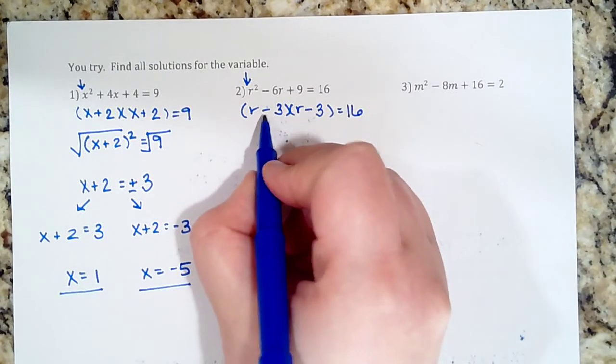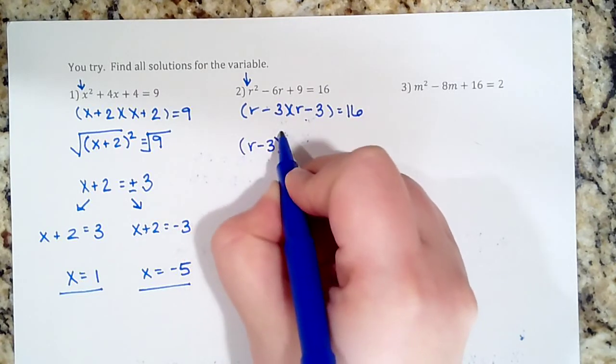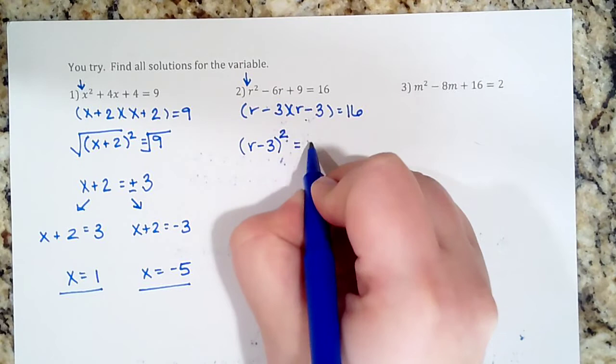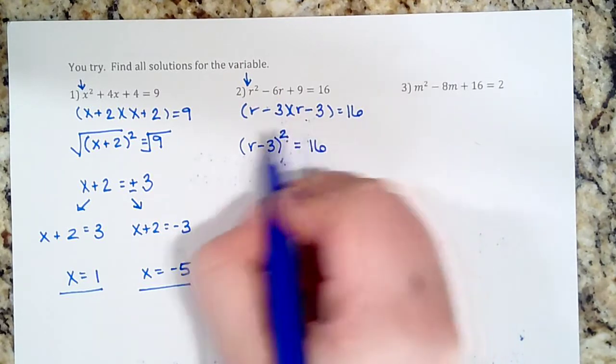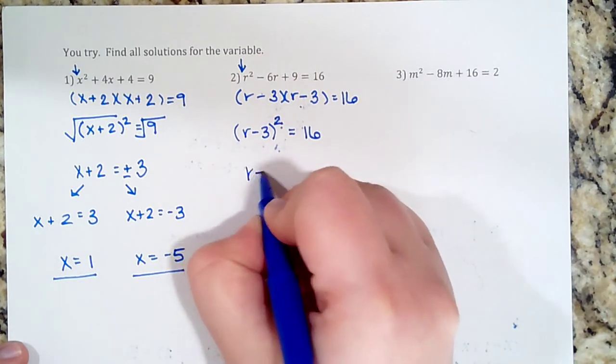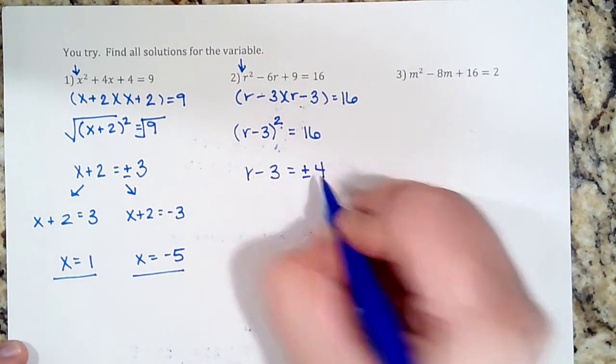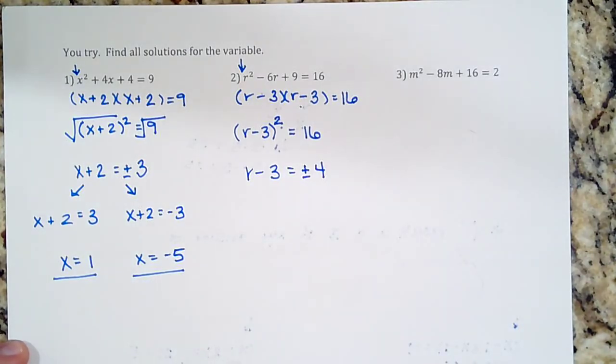Notice it has to be the same on both sides in order for us to put it in this form. If it's not the same in both of these, we cannot use this method. Just a little reminder. All right, we've got r minus 3 equals plus or minus 4. Notice I skipped a step here. I didn't take the square root of both sides on my paper, but that is how I got to that step.